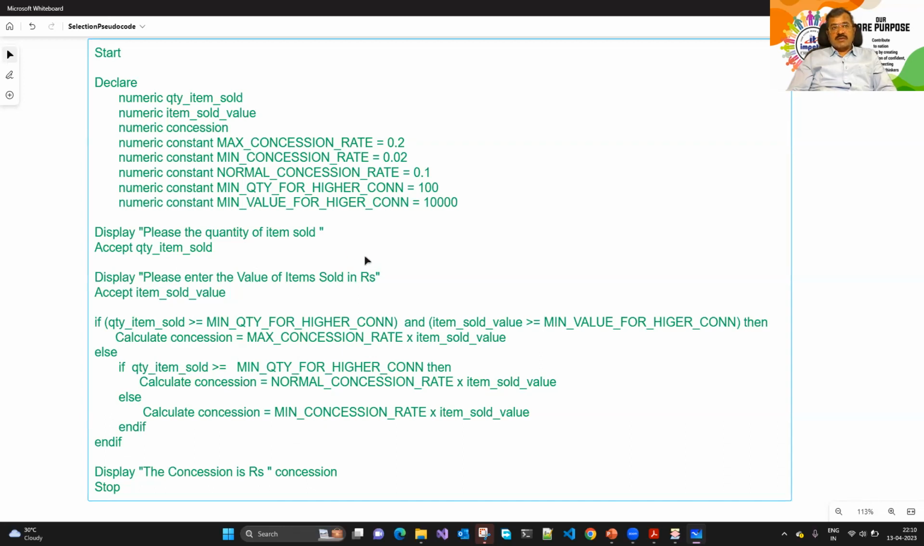Let's take another scenario. The next one, the quantity of items sold is, suppose, 50. Value of the items sold is, again, 15,000. So here we check, is 50 greater than or equal to 100? No. Here we check, is 15,000 greater than or equal to 10,000? 10,000 greater than or equal to 10,000?